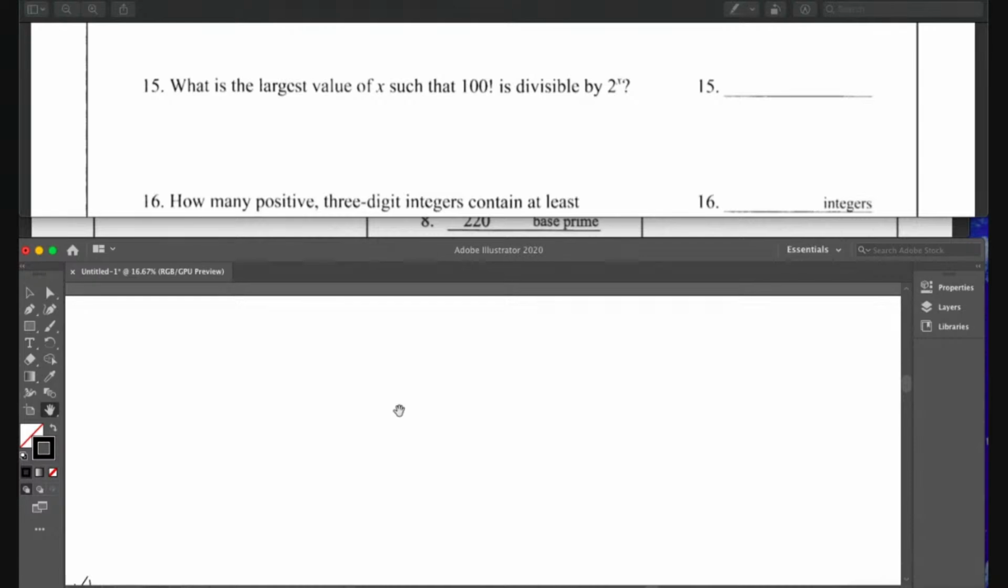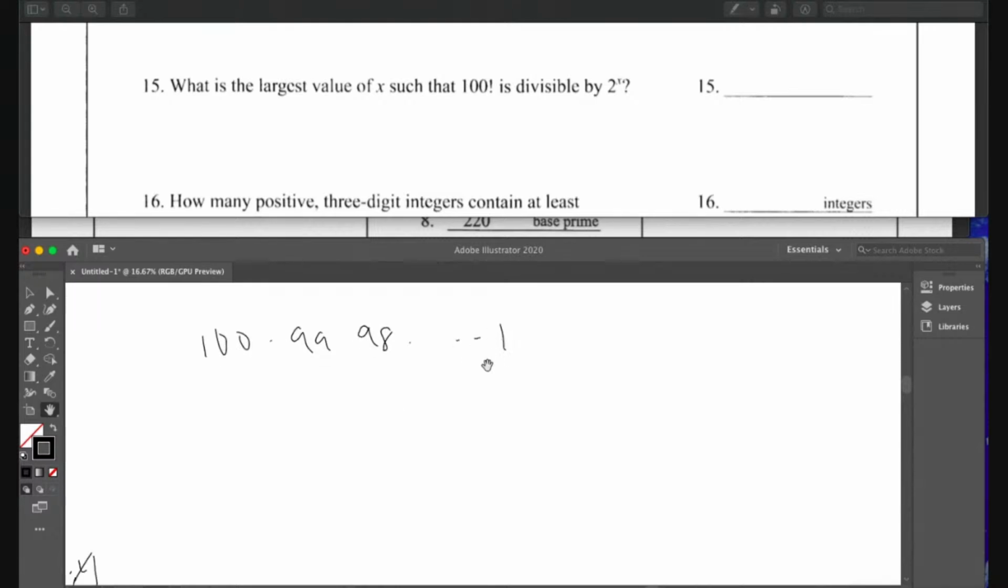And how are we going to look for that? Well, we have to know what a factorial means. 100 factorial means we have 100 and we take the product all the way down to 1. So how are we going to figure out how many factors of 2 are in here? Well, all of the even numbers are going to contribute at least one factor of 2. So I can think of my 2, my 4, my 6, my 8, all the way to my 100. All of them will contribute one factor of 2.